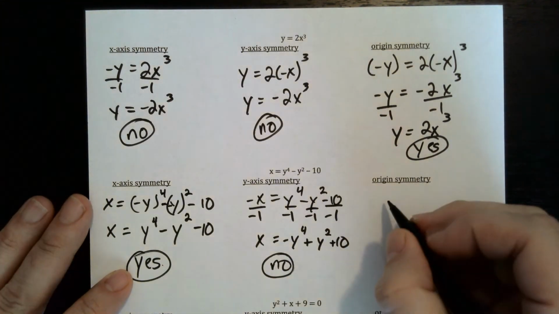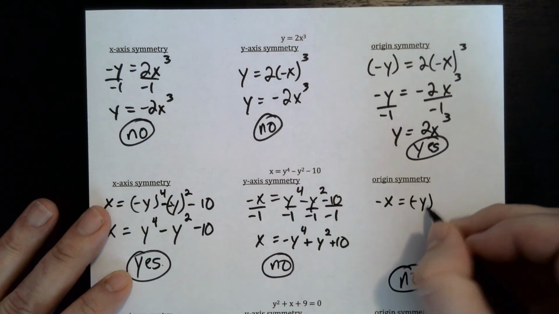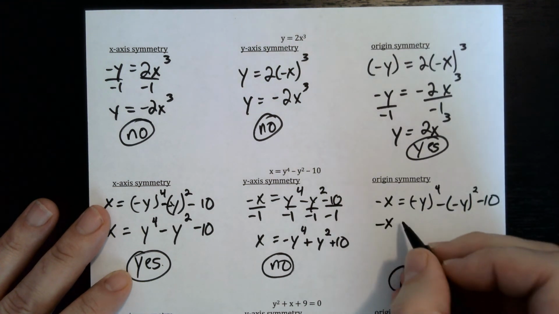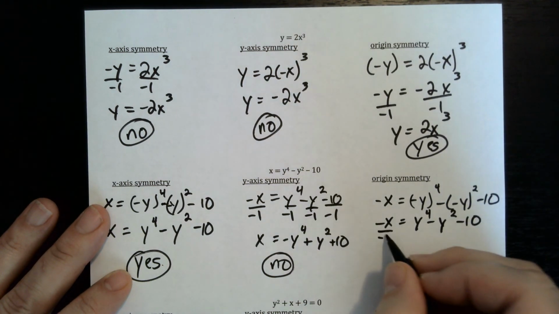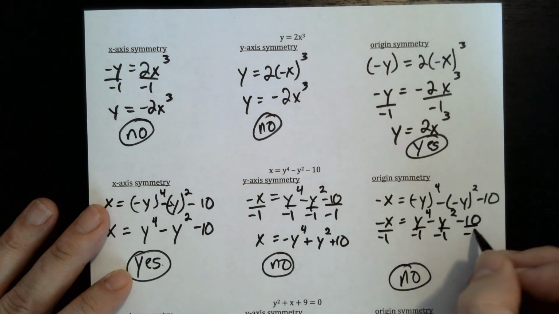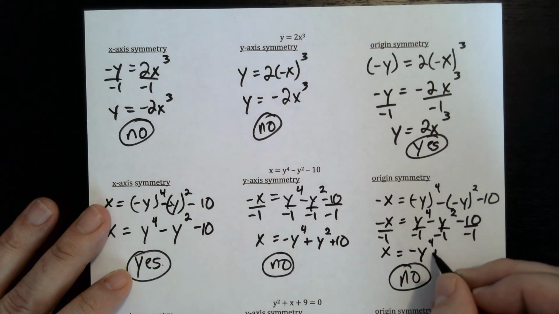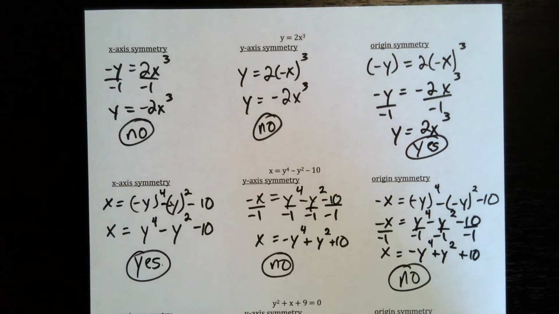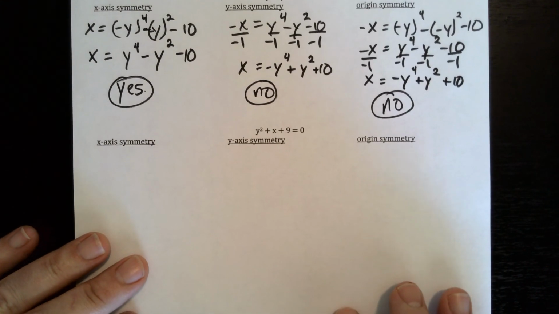But we can show real quick, so let's replace both. There's my negative x equals negative y to the fourth minus negative y squared minus 10. So that's negative x is equal to y to the fourth minus y to the 2 minus 10. If I change all the signs just like I did before, over here, I'll get x is equal to negative y to the fourth plus y squared plus 10, which is not what the original one was. So as we knew already, that was a no. So anytime you get two different answers for x-axis and y-axis symmetry, you automatically are a no for origin symmetry.